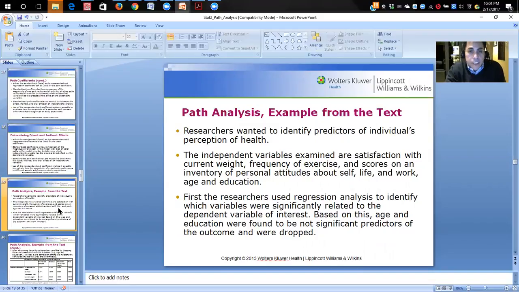So this is an example now in the textbook. The independent variables are satisfaction with current weight, frequency of exercise, scores on an inventory of personal attitudes about self, life, work, age, and education. First, the researcher used regression analysis to identify which variables were significantly related to the dependent variable of interest, which is satisfaction with current weight. Based on this, age and education were found to be not significant predictors of the outcome and were dropped.